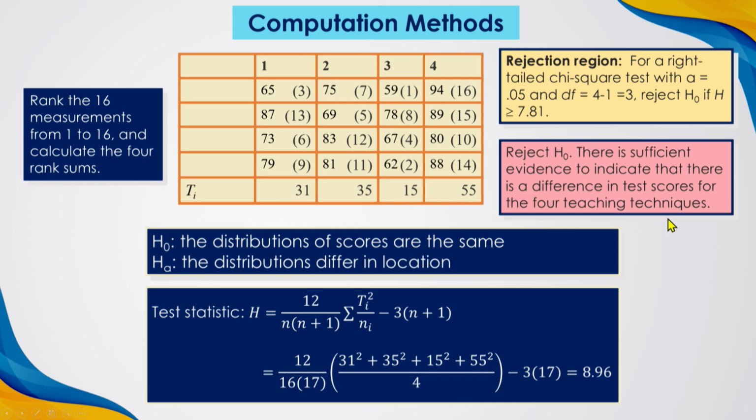What does it mean? The claim that all the groups have equal distributions is rejected. That is rejected, which means there is a significant difference between the different distributions. This is what we consider in the Kruskal-Wallis test.